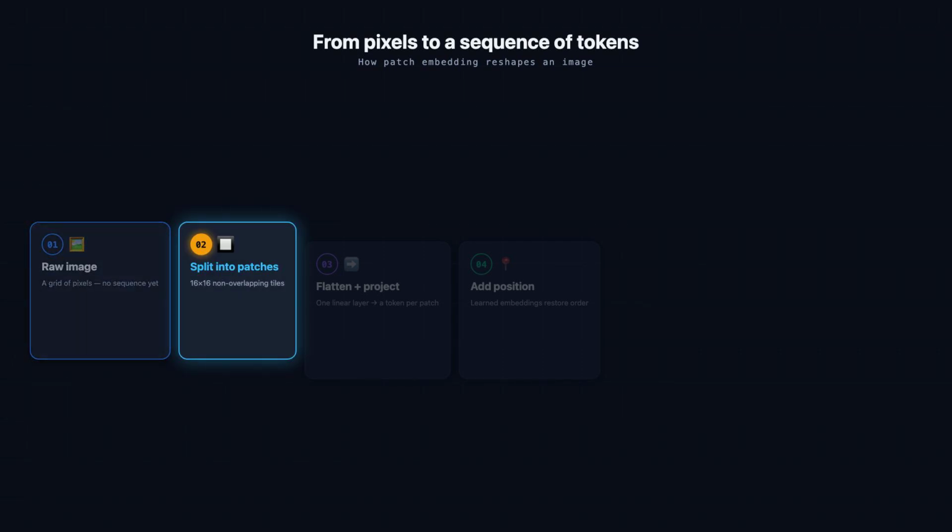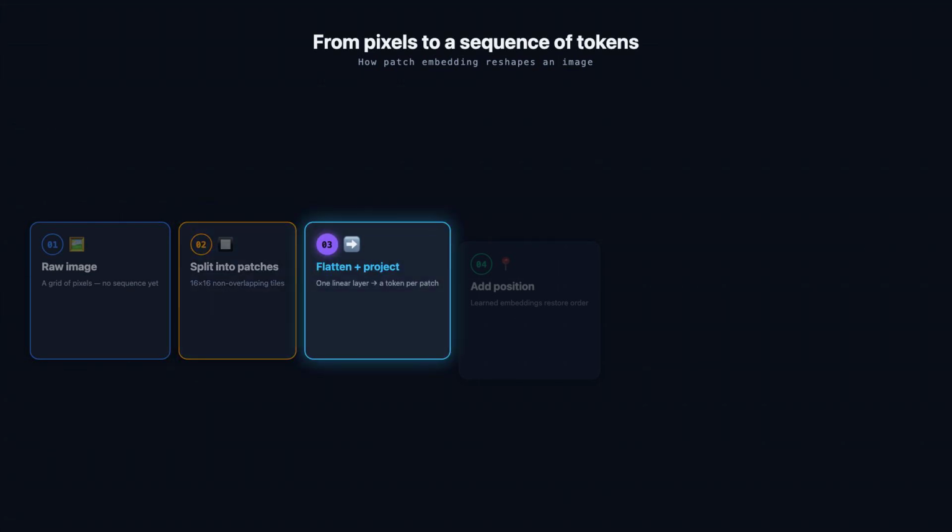Then we chop that image into a regular grid of small, non-overlapping squares. Each square might be 16 by 16 pixels, and every square becomes one patch. A big picture turns into a modest number of these little tiles, laid out in reading order. That count is what the transformer will treat as its sequence length. So the patch size you pick quietly decides how much work the model has to do.